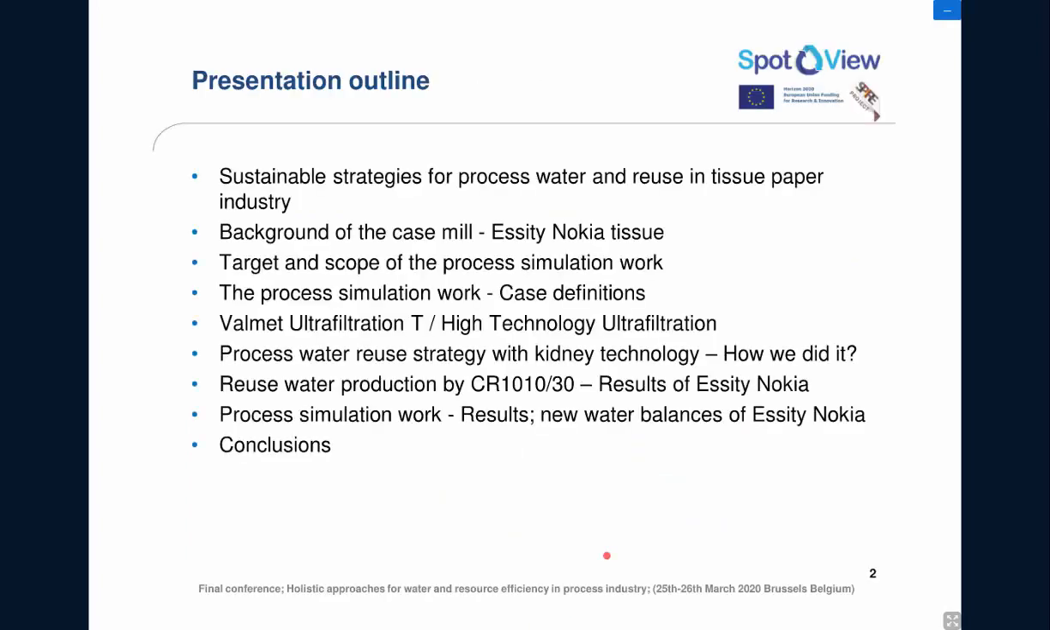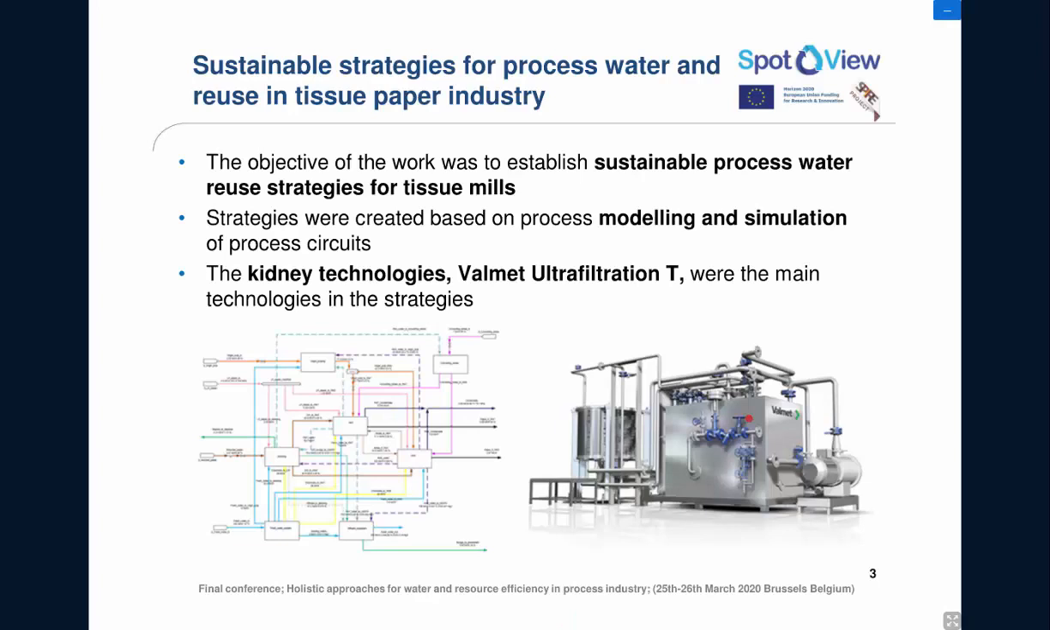About the outline of my presentation: first, what were the objectives of the work, then the background of our case mill, the Essity Nokia tissue mill here in Finland, and then how we did it and how we succeeded, and then some conclusions. But first, what was the objective? We want to save, recycle or minimize the fresh water intake to the tissue mill. And we made new sustainable process water strategies for our case mill by modeling and simulation and by kidney technologies.